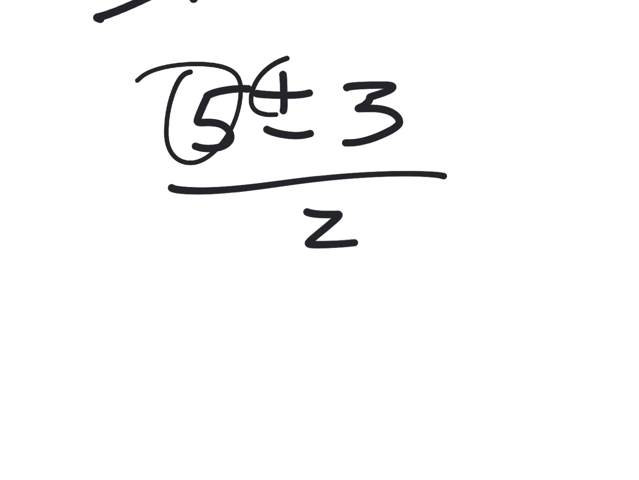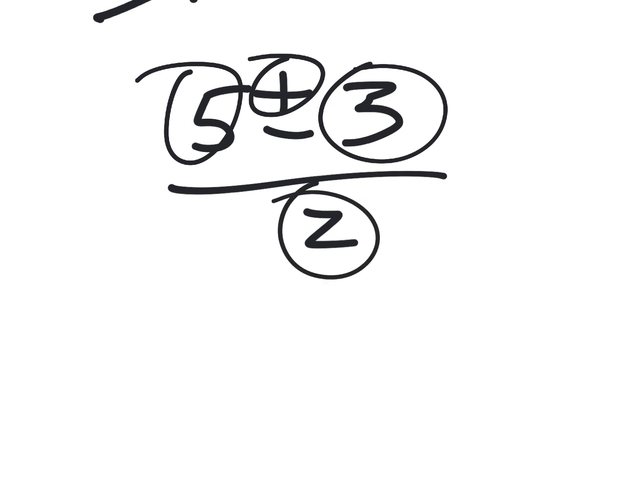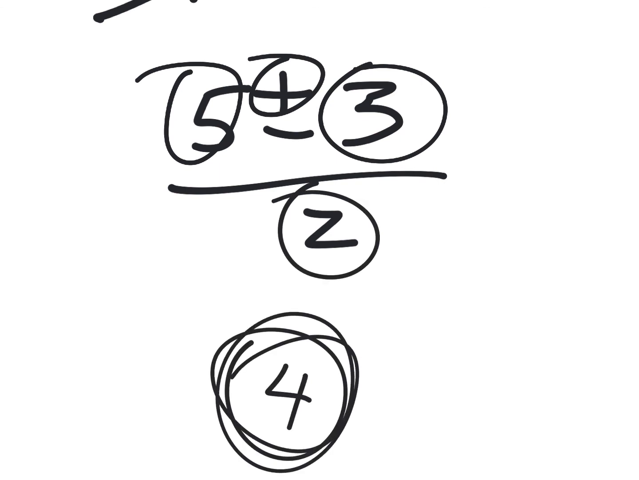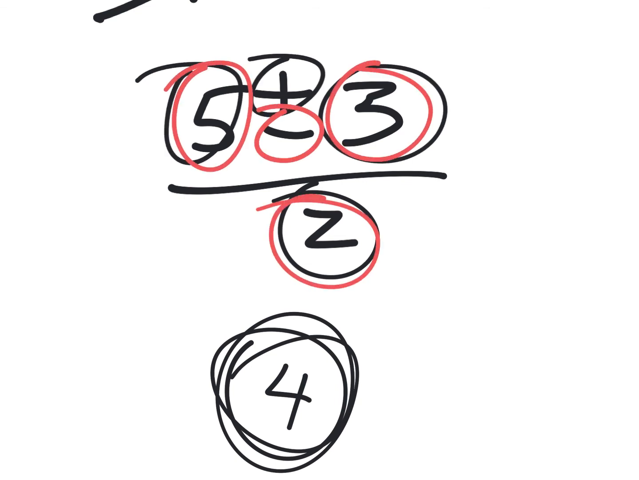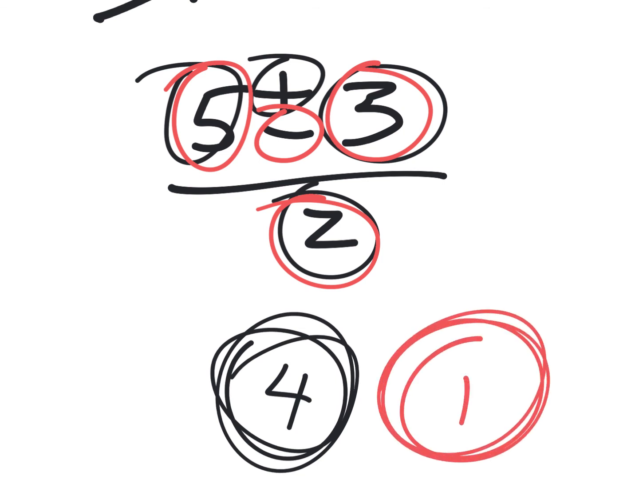What's 5 plus 3 divided by 2? It comes out to 4. Good. And what is 5 minus 3 divided by 2? 1. Yep, 2 divided by 2, which is 1. So those are my two answers, 4 and 1.